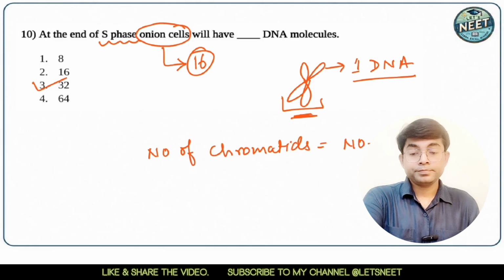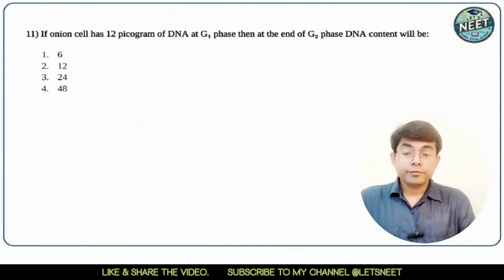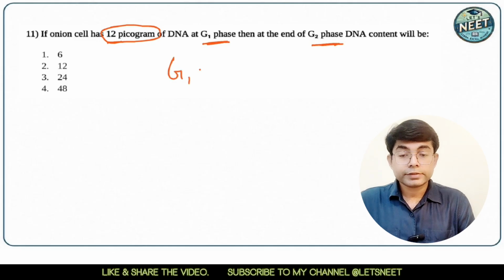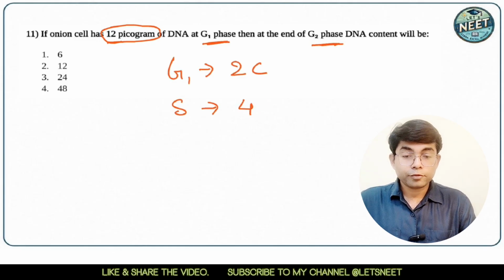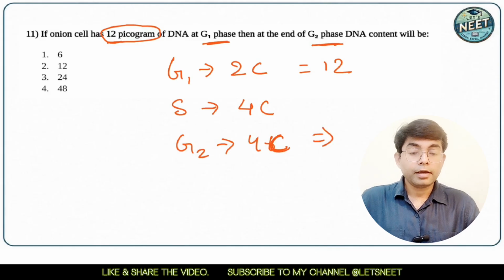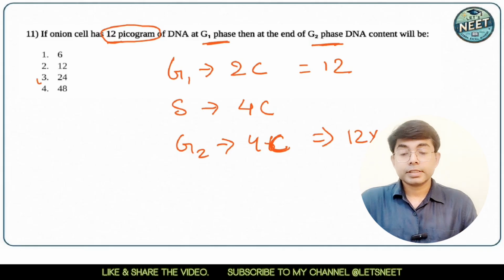Remember this. Next question. Let's see. If onion cell, again from onion cell, 12 picogram. Here it is the DNA content. 12 picogram at G1 phase. At the end of G2 phase, DNA content will be. See, we know that in G1 phase, if the DNA content is 2C, by the end of S phase, it becomes 4C, and in G2 phase, it is 4C. So if 2C is 12 picogram, in G2 phase, it will be 12 into 2, that is 24 picograms. So third is the right answer.